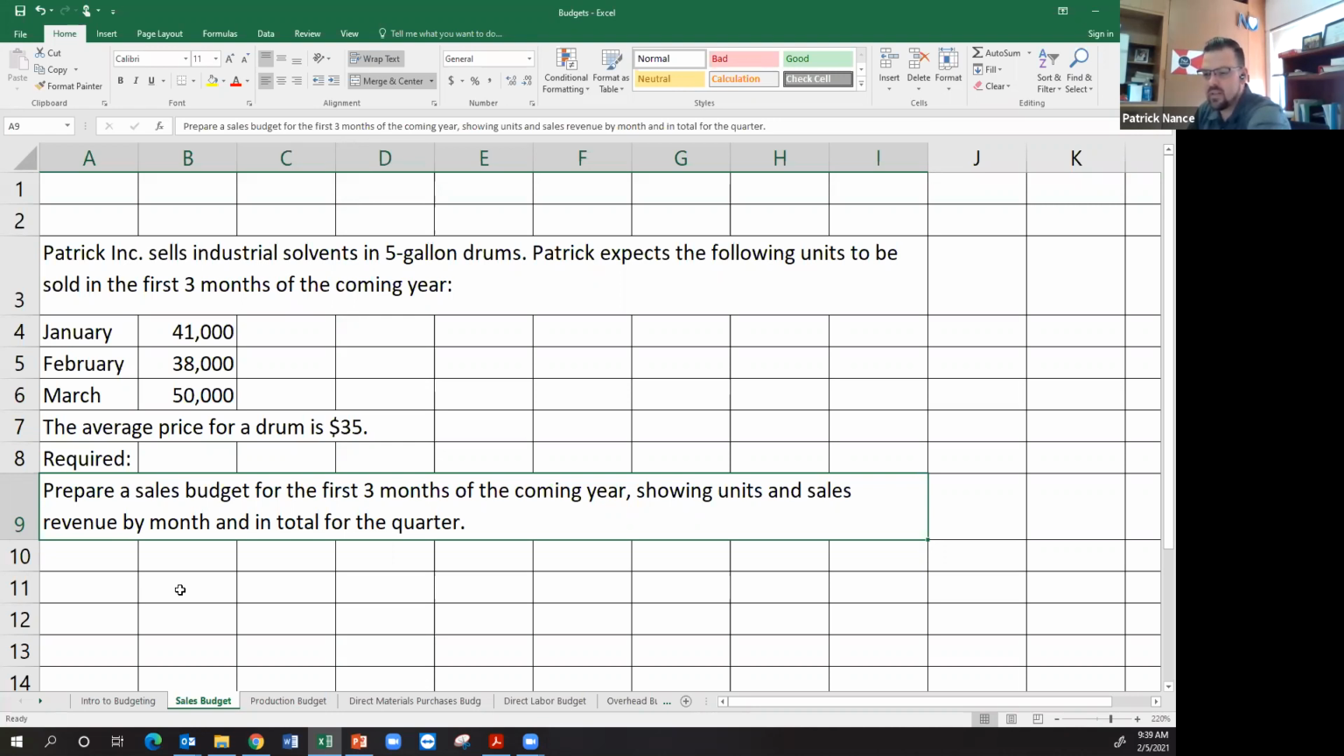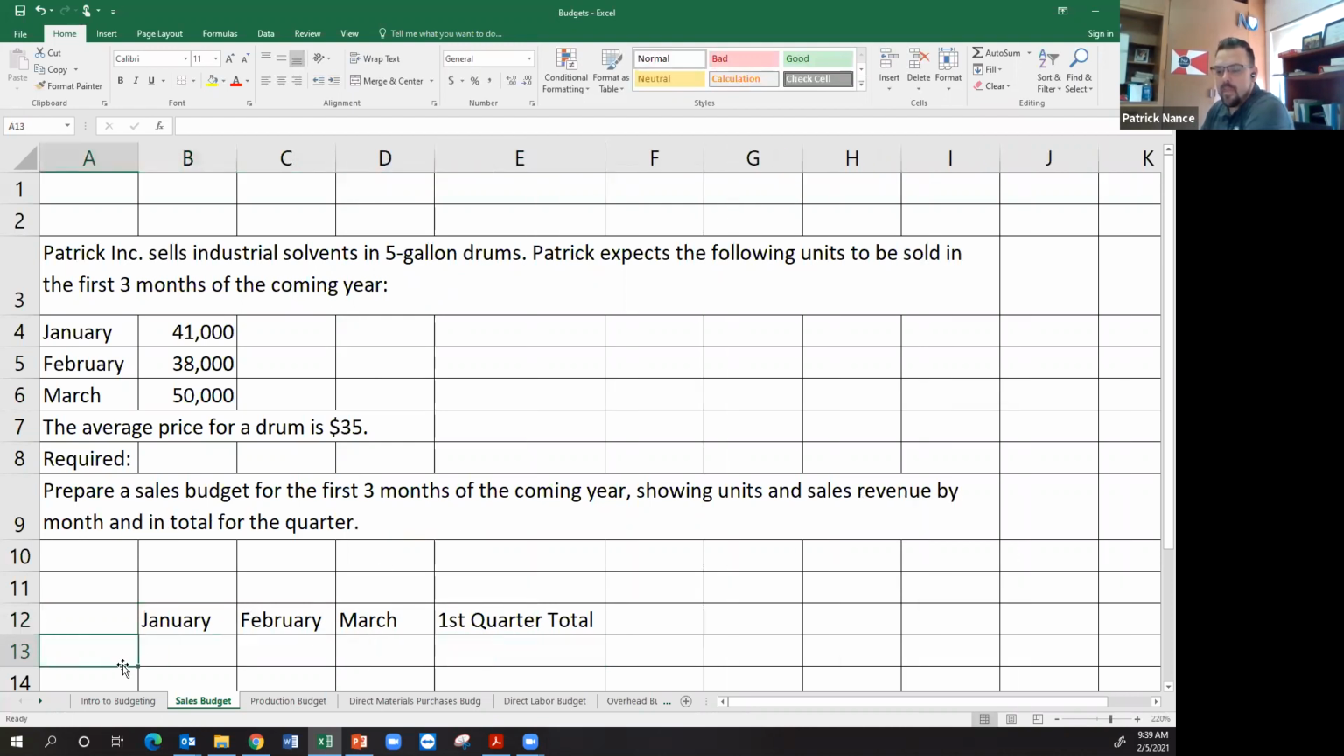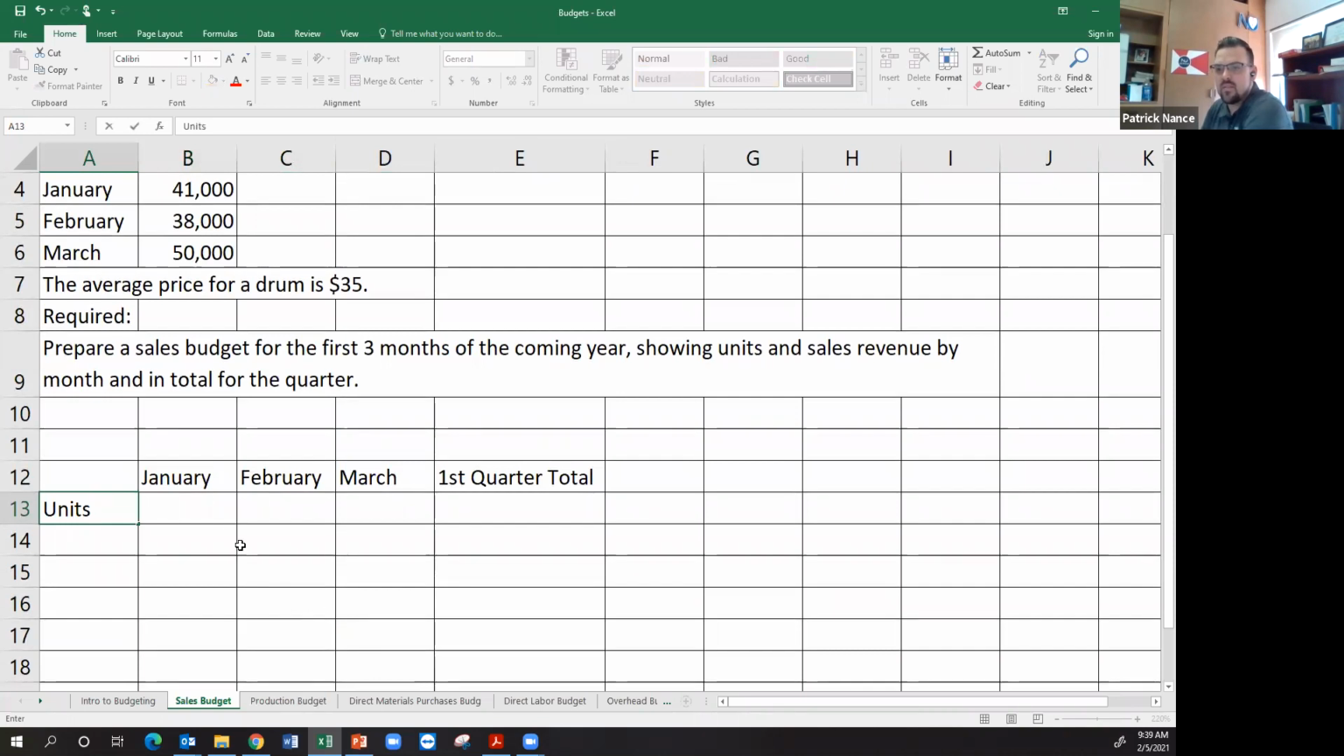So that means that we can now figure out what our sales, what our revenues, are going to be from this. So I'll build a budget here. I should have a header, but I'm not going to worry about that right now, but I'd have a sales budget header. January, February, March, and then I'm going to have the first quarter total. And so I need to figure out how many units I'm going to sell. In January, it said I was going to sell 41,000 units. In February, I'm going to sell 38,000 units. In March, I'm going to sell 50,000 units.